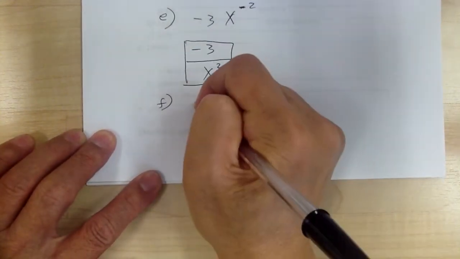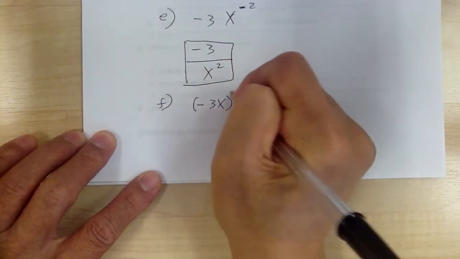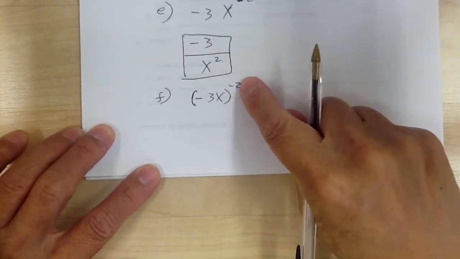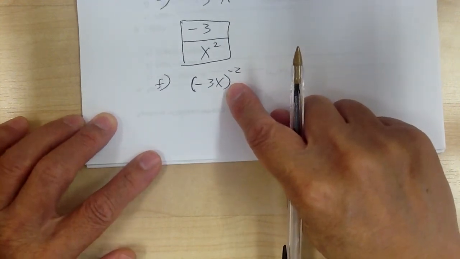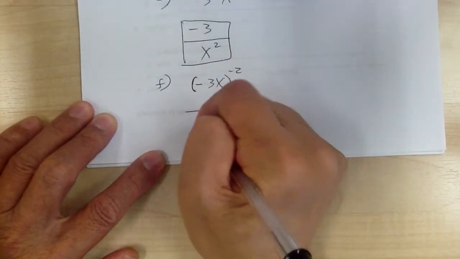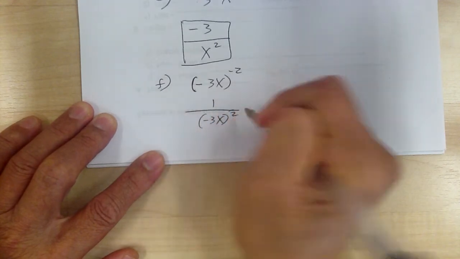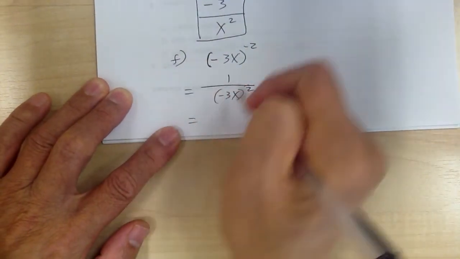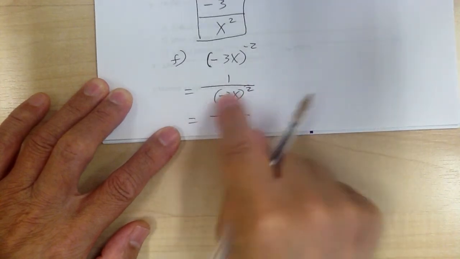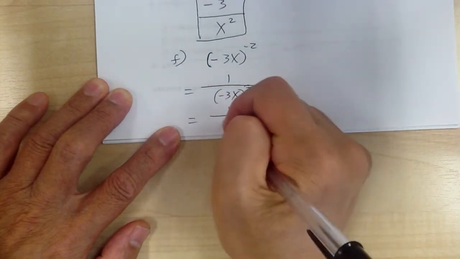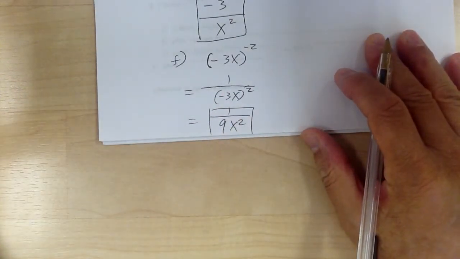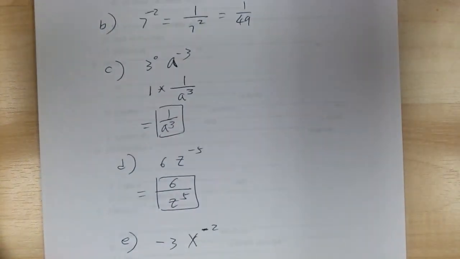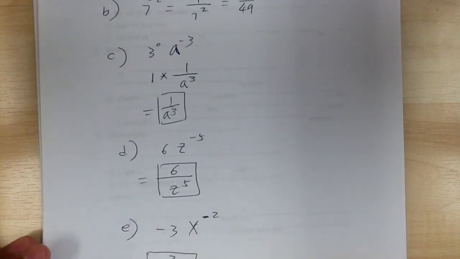Now let's go to F. You have negative 3x to the negative 2 power. So again, look at what is immediately before the exponent. It's a parentheses. So that means the entire parentheses gets flipped over. So this is equal to 1 over negative 3x parentheses squared. And now you go and work it out. So it'll be 1 over, so negative squared is positive, 3 squared is 9, x squared is x squared, and so that's your answer. So again, you have to start to be careful with what you're doing and do it step by step so you don't make mistakes.